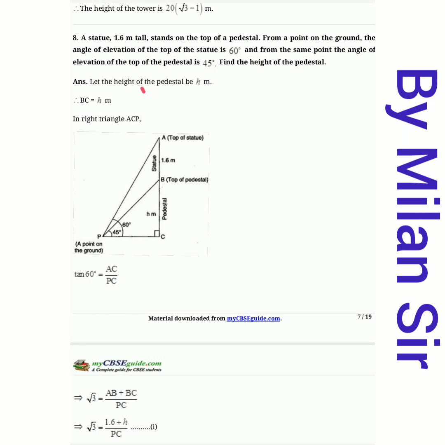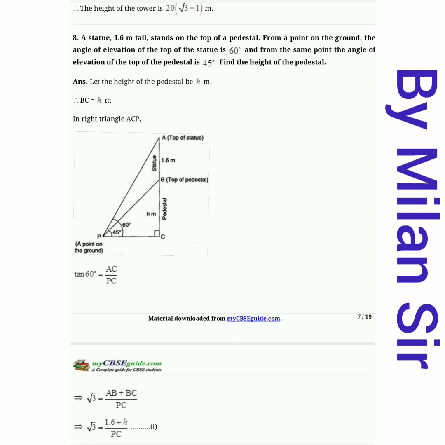Question number 8. A statue 1.6 meter tall stands on the top of a pedestal. From a point on the ground, the angle of elevation of the top of the statue is 60 degrees, and from the same point the angle of elevation of the top of the pedestal is 45 degrees. Find the height of the pedestal.